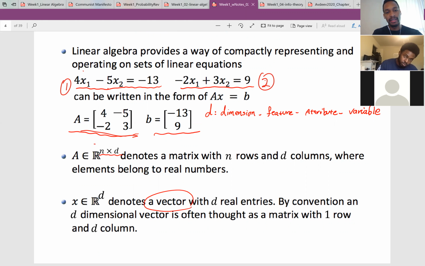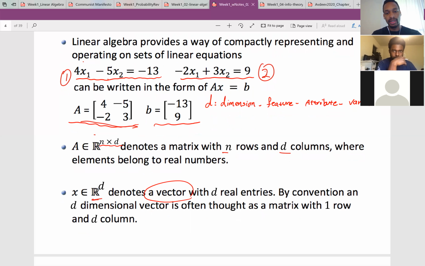A is in the set of real matrices, n by D, which denotes a matrix with n rows and D columns where the elements belong to the real numbers. You can write the same thing as a vector with just one dimension, so a vector with D real entries. It's basically a matrix with one row and D columns.